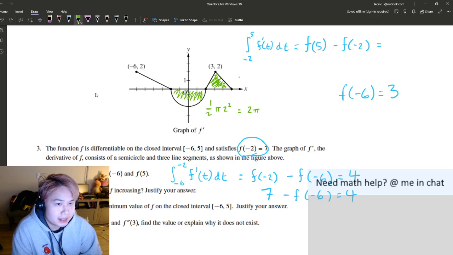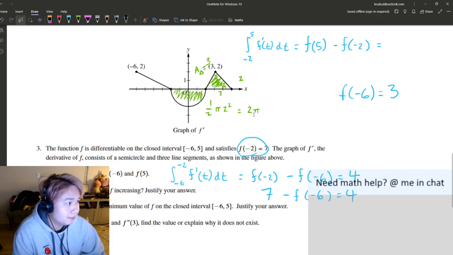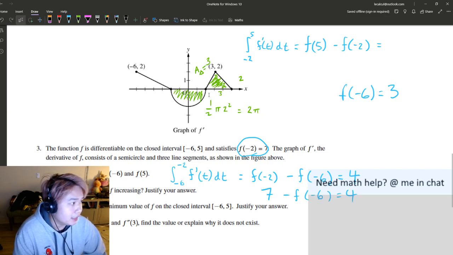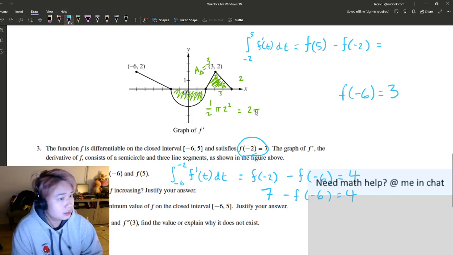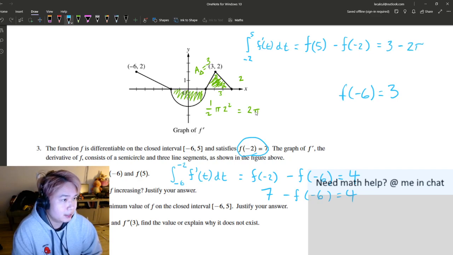And then this is a triangle with a height of 2 and a base of 3. So the area of that triangle is, well, 3. I'll just write it like that. Okay, and then this area is above the x-axis, so it's positive. This area is below, so then that's 2 pi is negative. So in other words, this equation is 3 minus 2 pi.